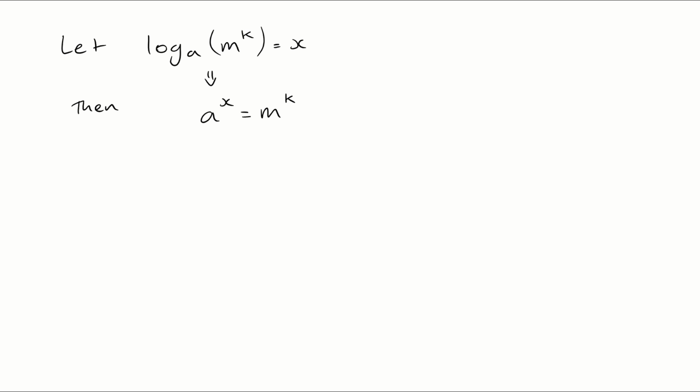And now to isolate my term m here, I can raise both sides to the power of 1 over k. So I just isolate my m on the right hand side, and my left hand side, when I multiply x and 1 on k, I just get x over k. So we now see that a to the power of x on k is equal to m. And now if I put this back into a logarithmic equation, I see that log to the base a of m is just x on k.